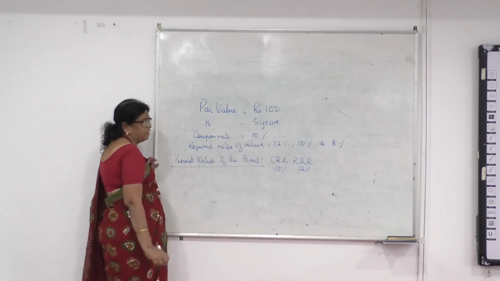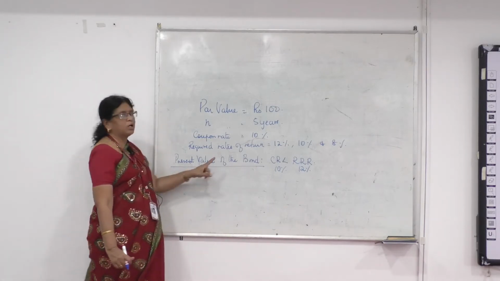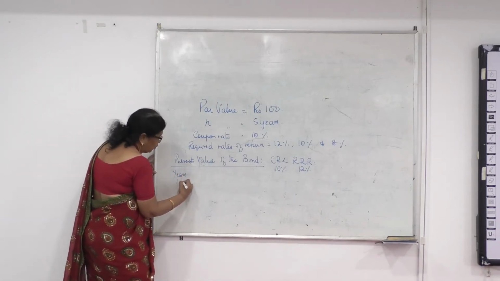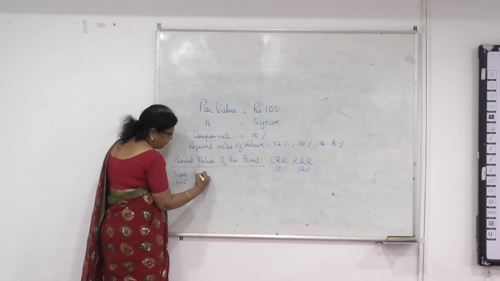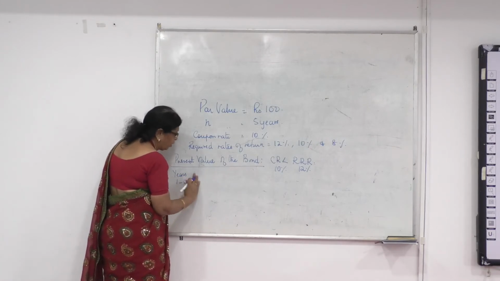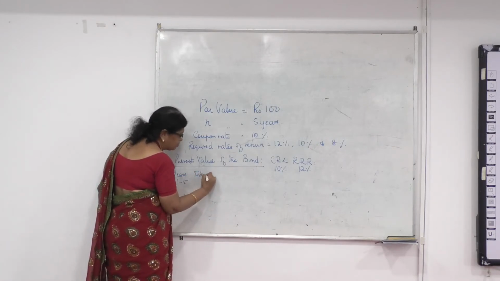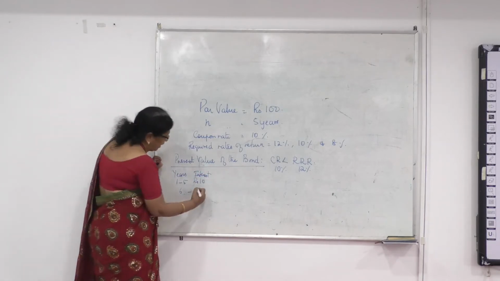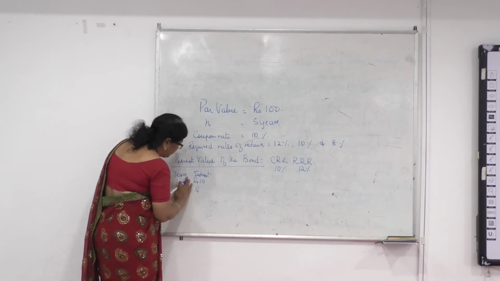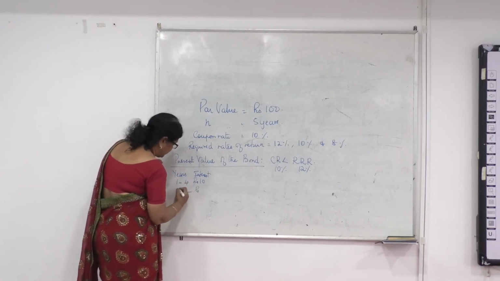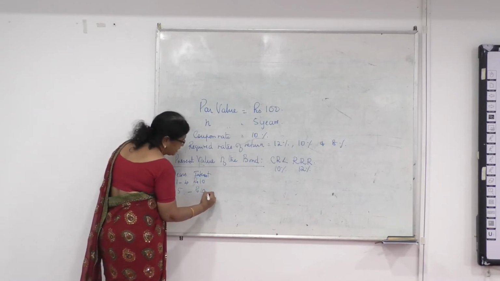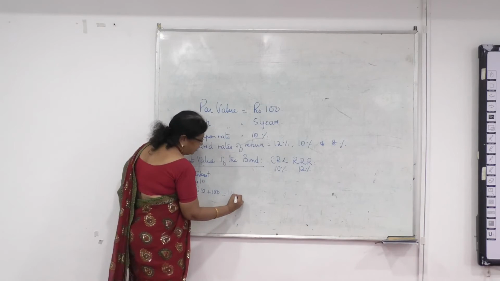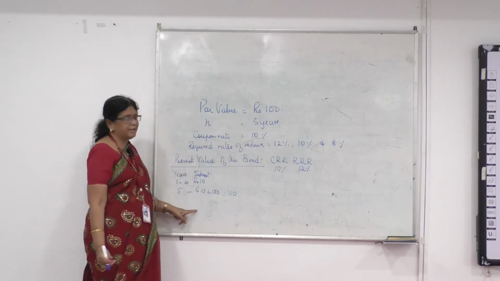So what will be the return on this bond? As I told you, for the years 1 to 5, the coupon or the interest that I will be receiving on this bond will be rupees 10. So for years 1 to 4 it will be 10 rupees, and for the 5th year, apart from this 10 rupees, I will also be getting another 100 rupees, so that will make it 110. Now how do I calculate the present value?